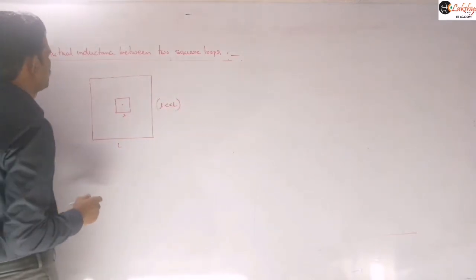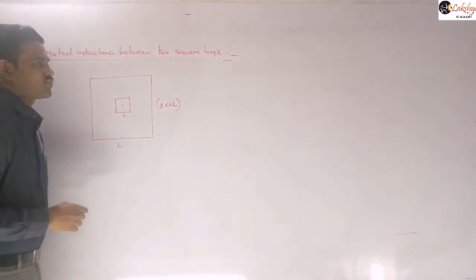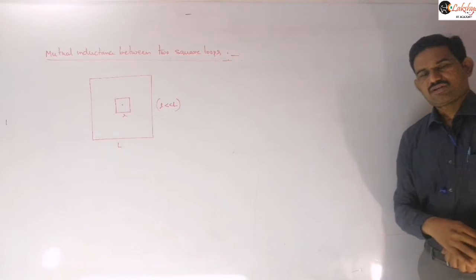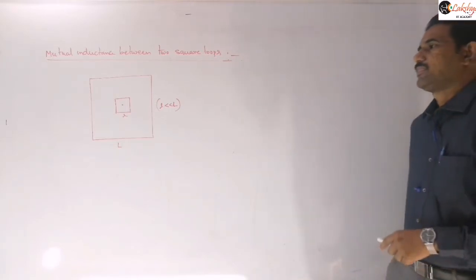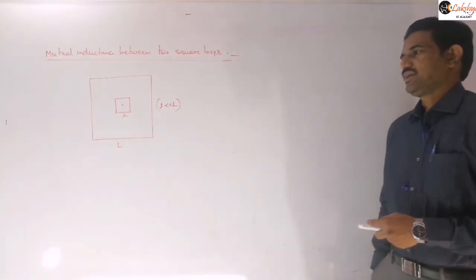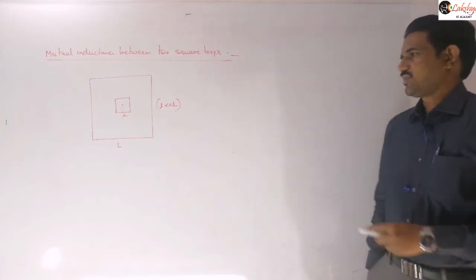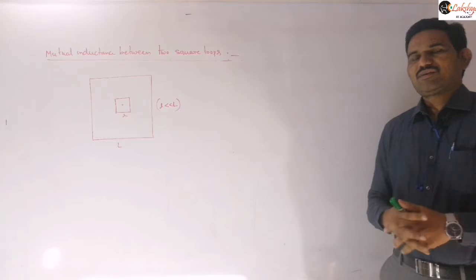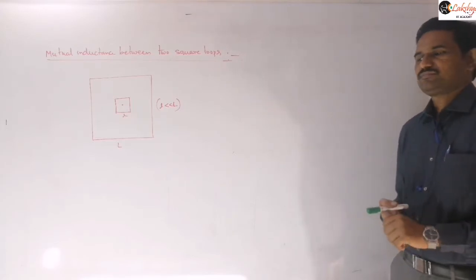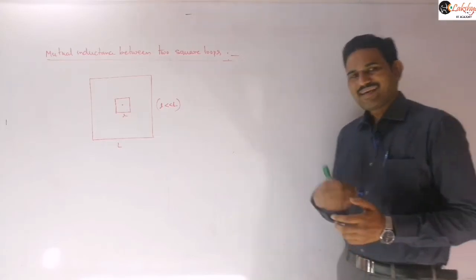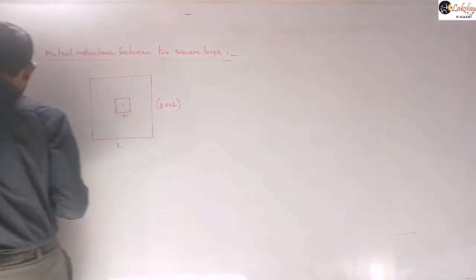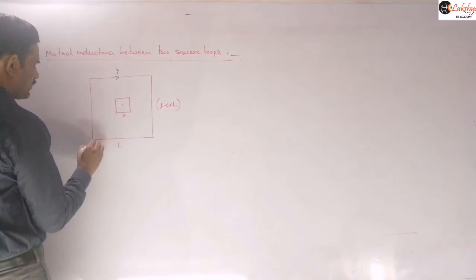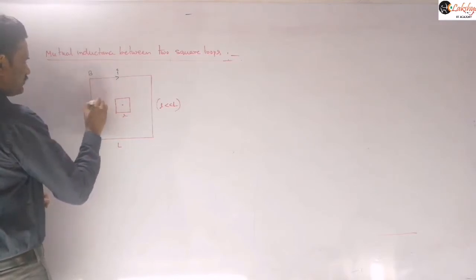So just mention that. Next, mutual inductance between two square loops. Consider two concentric square loops of side capital L and small l. In brackets mention that small l is very much less than that of capital L. To find the mutual inductance between them, let I be the current flowing through the outer square, larger square loop. So let I be the current flowing through the outer square loop.